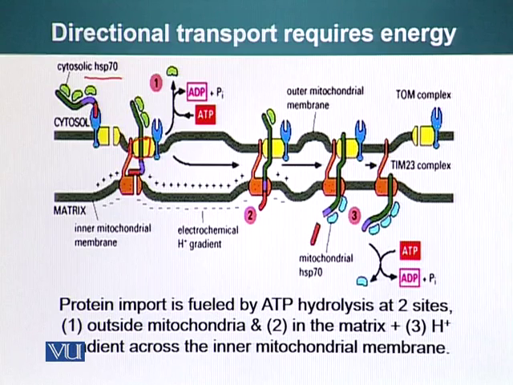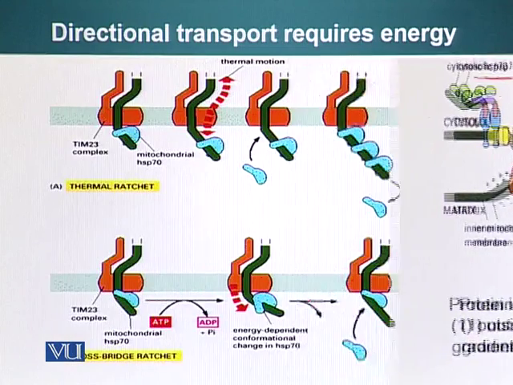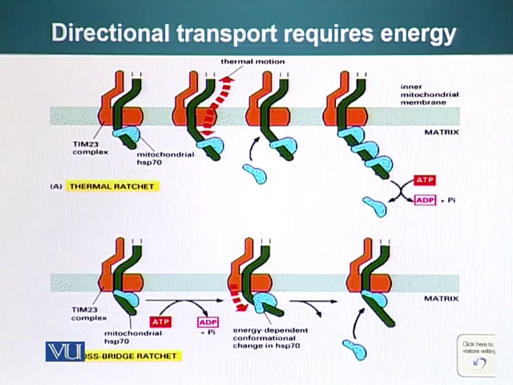Additionally, there are also other types of heat shock proteins which help this protein move into the matrix part of the mitochondria. So there are two mechanisms by which it can be accomplished. Let's look at those two mechanisms. One is the thermal ratchet model, the other is the cross bridge ratchet. So let's talk about the thermal ratchet model.